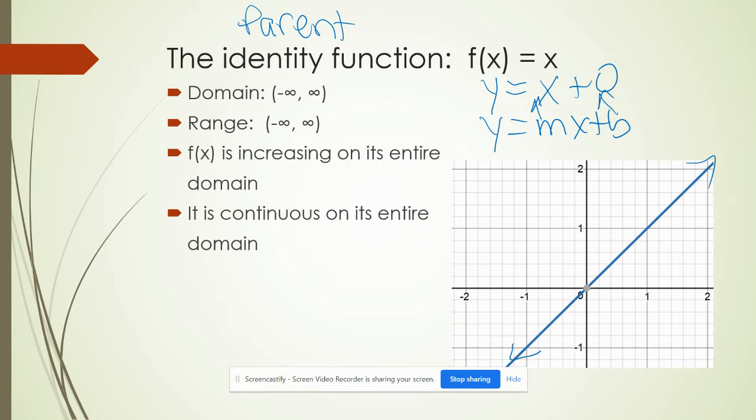Because it's a linear function, a straight line, the domain is negative infinity to infinity. The range is negative infinity to infinity. We are increasing as we go from left to right because we're going up. And this is continuous because I don't have to pick up my pencil to hop over any holes or start a new part of the graph.